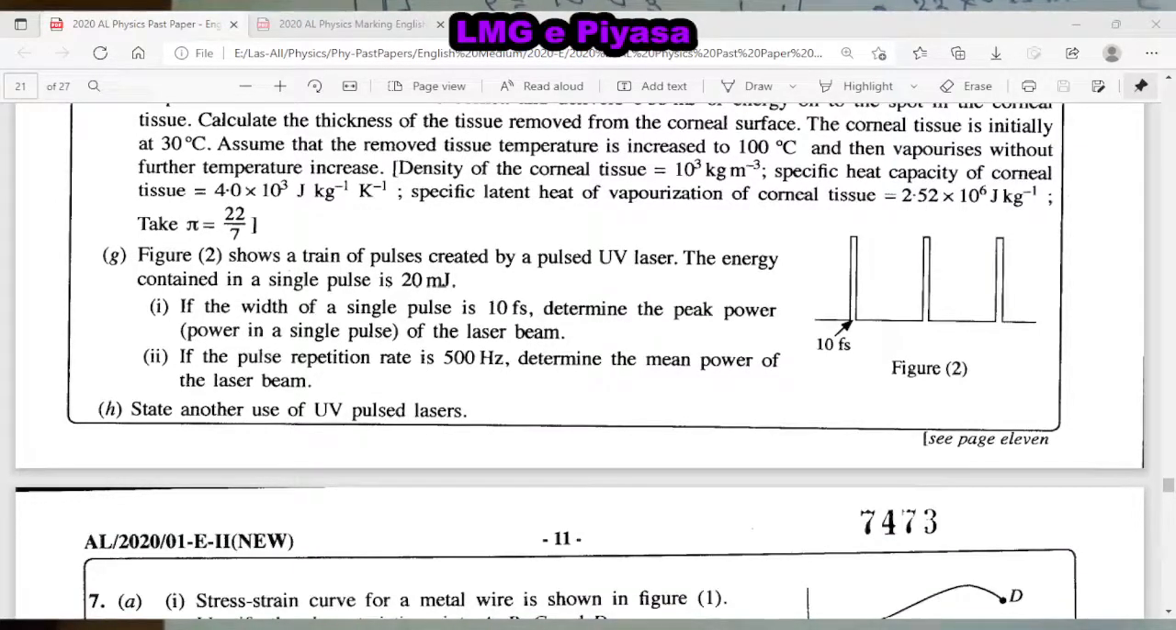Now you look at the part G. Figure 2 shows a train of pulses created by a pulse UV laser. The energy contained in a single pulse is 20 millijoules. Single pulse contains 20 millijoule. Right? What is the answer for the first part?